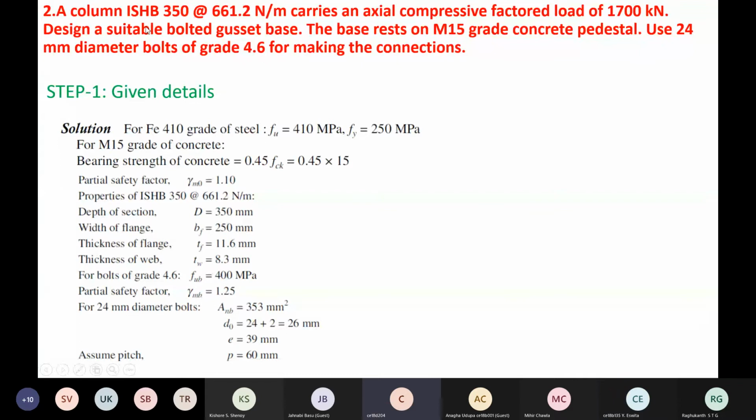Since the column is ISHP 350, we'll write down the properties of the section: the depth, width of the flange, thickness of web, all the things. Since the bolts are 24 diameter, the diameter of the hole will be 24 plus 2, 26 mm. We have already seen all these things in the first tutorial. We know how to calculate a and b for a 24 diameter bolt, pitch 2.5 times d, and edge distance 1.5 times d naught, assuming whether it is hand-made or machine cut. Once we write down all the details, we'll go for the next step.